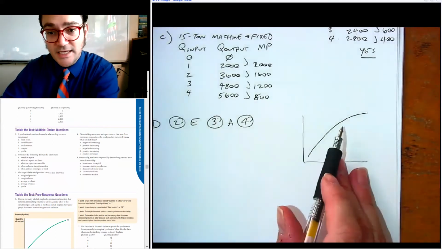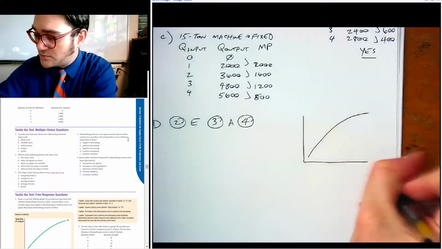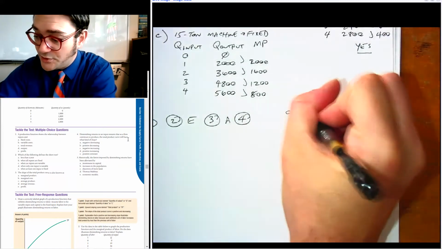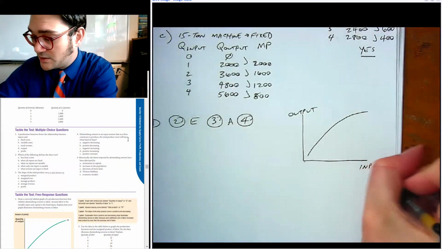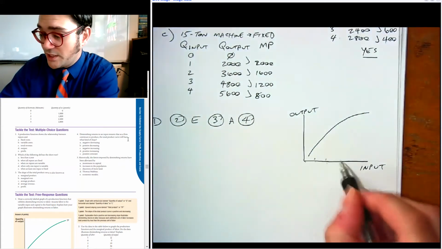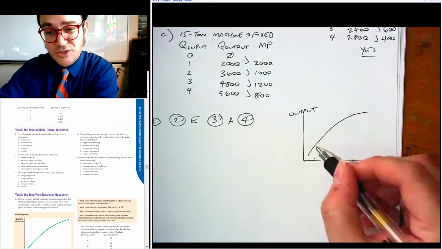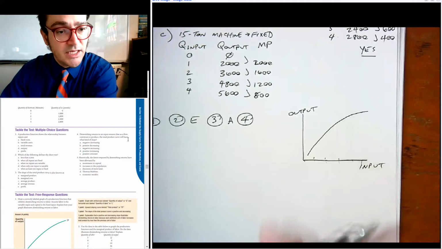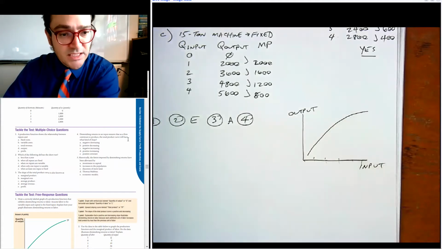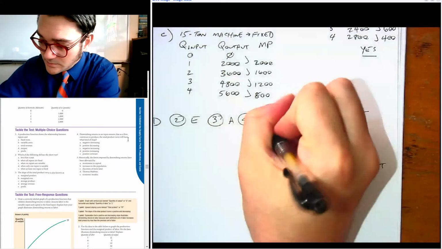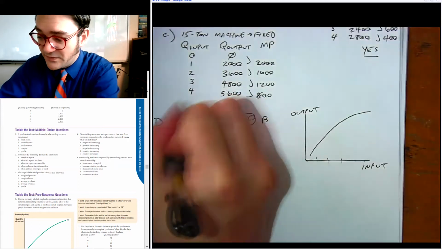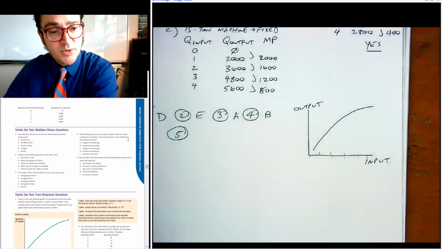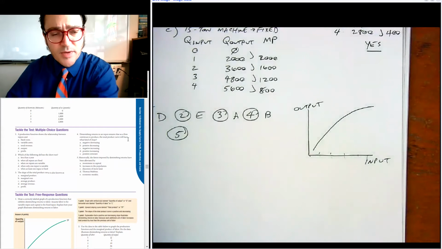The slope of this line is positive, and I should just write output over inputs. As you get more inputs, the amount of output that you get rises, but at a decreasing rate. And so we would say it's positive, but it's decreasing. So B.